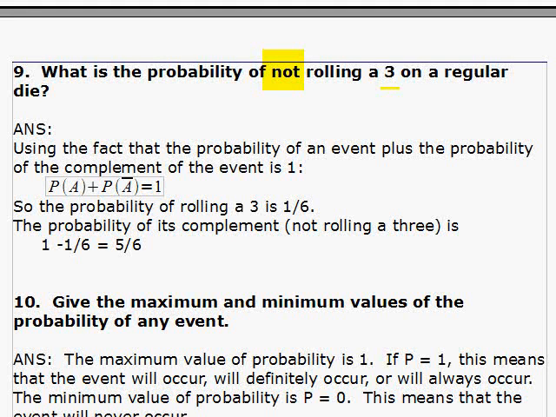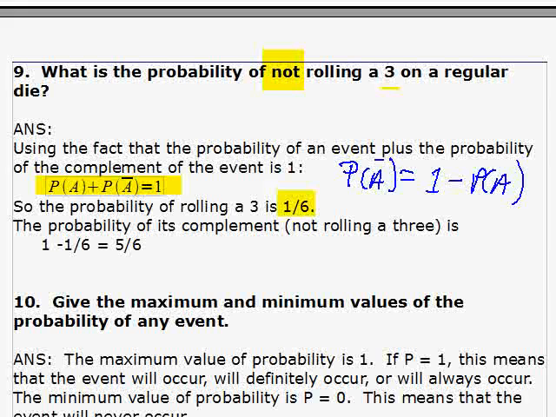The probability of rolling a 3 is 1/6, 1 out of 6, because there's only one 3 on 6 sides. Now the probability of an event plus the probability of its complement equals 1. So I can turn that around. If I want the probability of the complement of rolling a 3, which means not rolling a 3, then I can get the probability of A bar, which is the complement of A, equals 1 minus the probability of A. Well, that happens to be 1/6, so I subtract 1/6 and I get 5/6.